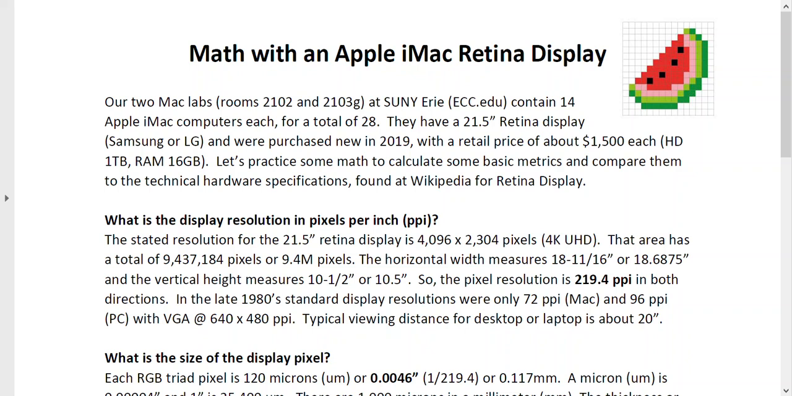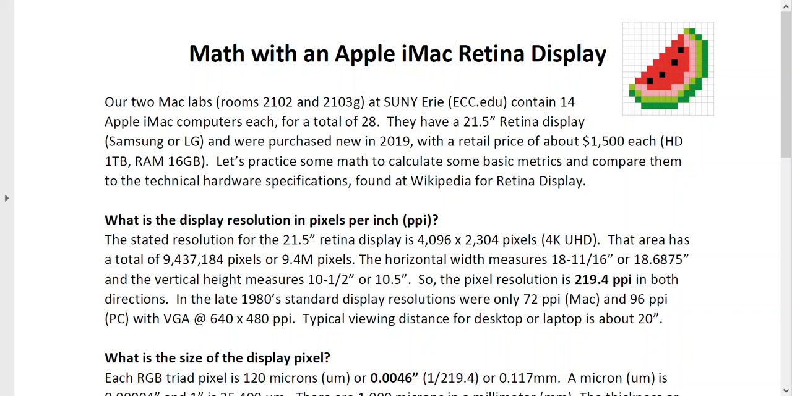Recently, we've been speaking with our students about addressability and resolution, whether it be for an image capture on the input, a scanner, digital camera, or for output on a computer display. So we have two Mac labs. Each has 14 Apple iMac computers, so we have a total of 28 computers.